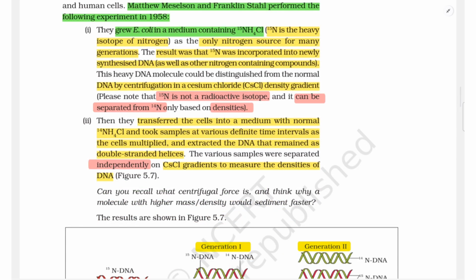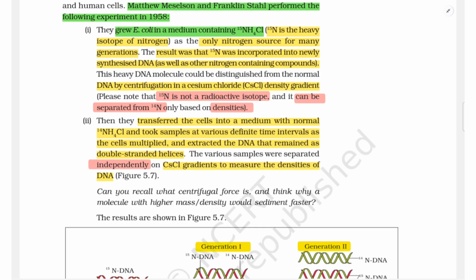Number 1. They grew E. coli in a medium containing N15H4Cl. N15 is the heavy isotope of nitrogen, as the only nitrogen source for many generations. The result was that N15 was incorporated into newly synthesized DNA as well as other nitrogen-containing compounds. This heavy DNA molecule could be distinguished from the normal DNA by centrifugation in a cesium chloride (CsCl) density gradient. Please note that N15 is not a radioactive isotope and it can be separated from N14 only based on densities.